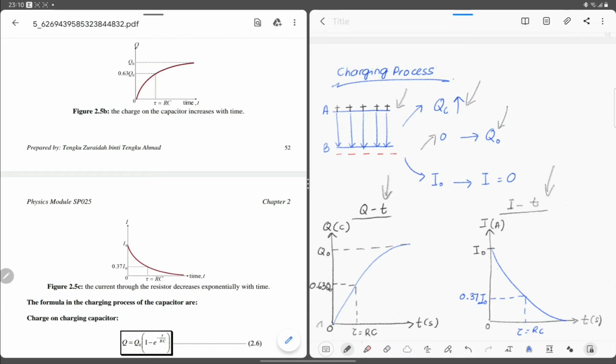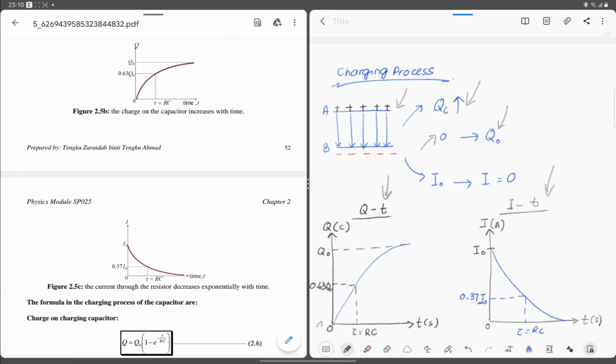Okay. Di sini, Madam ada labelkan nilai tau. Tau ini adalah time constant. Simbol dia tau, sebutan dia tau. Sebutan fully dia adalah time constant. Simbol dia kita kenali sebagai tau, which is tau equal to RC. Apakah tau? Kejap lagi Madam akan sediakan video berkaitan dengan tau.